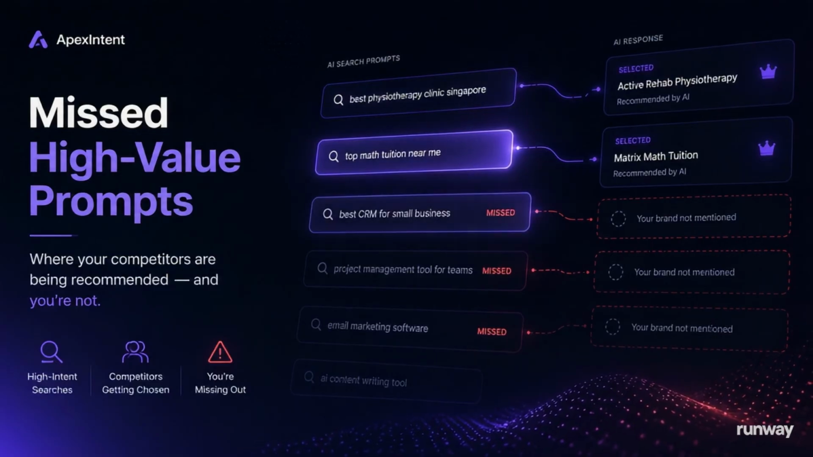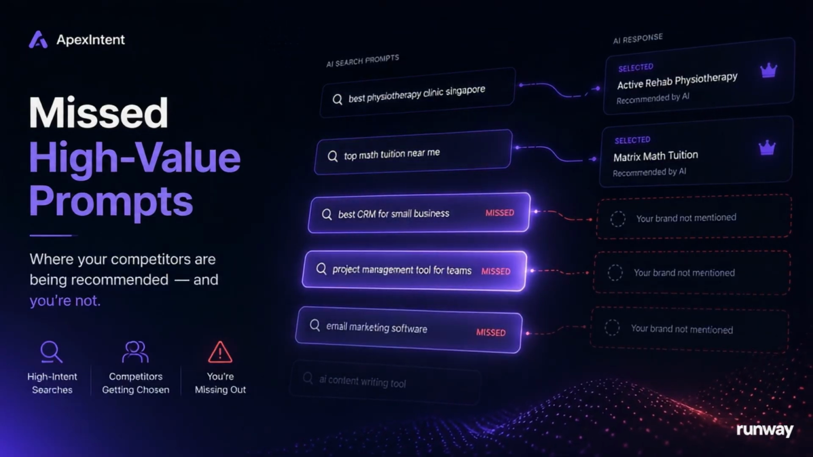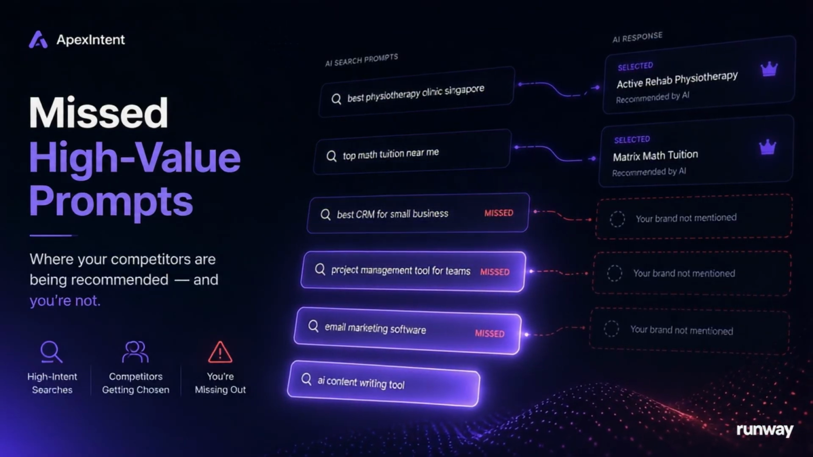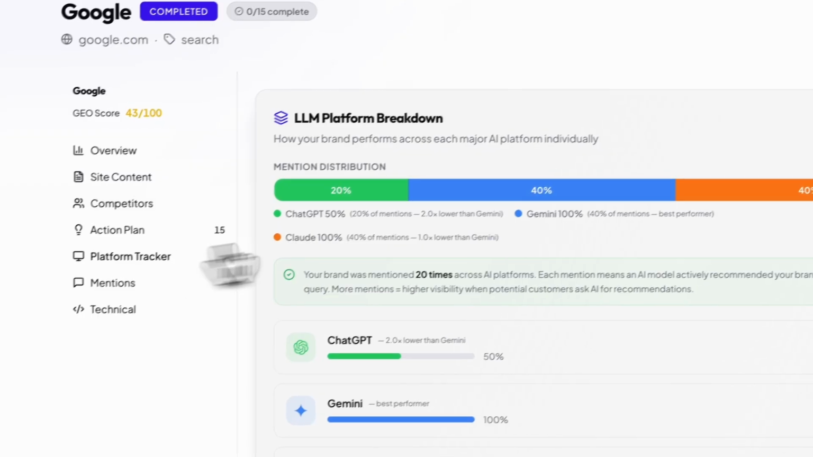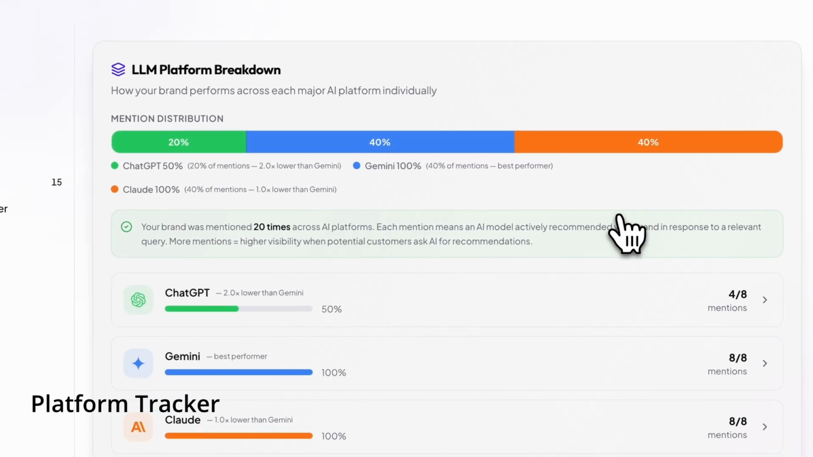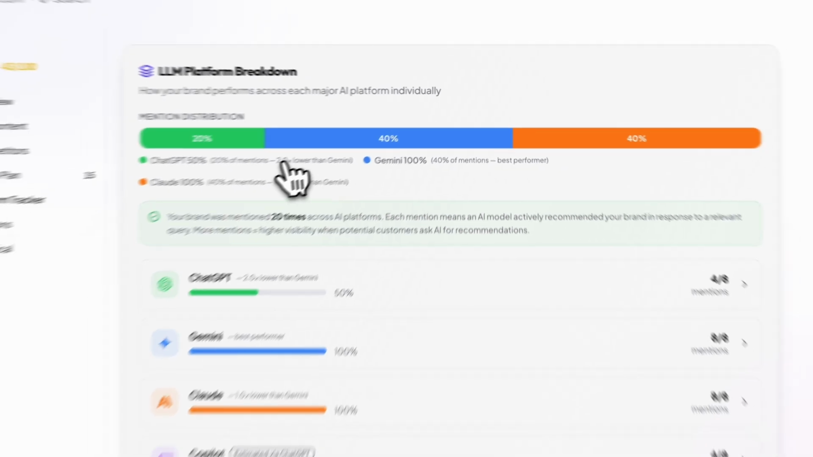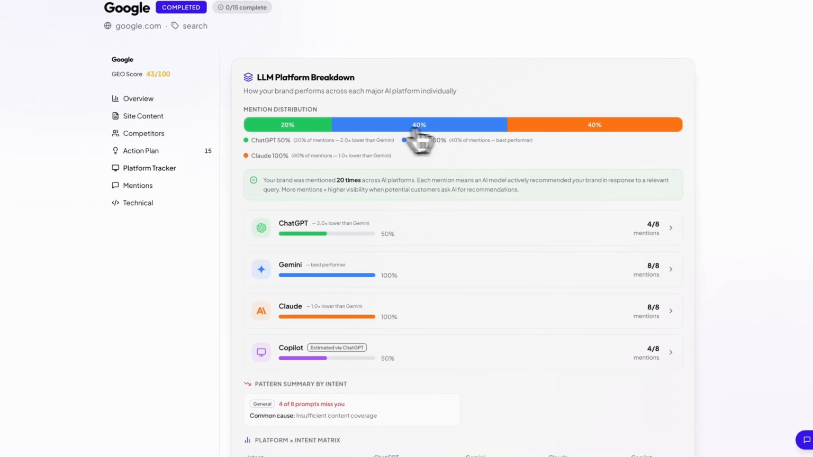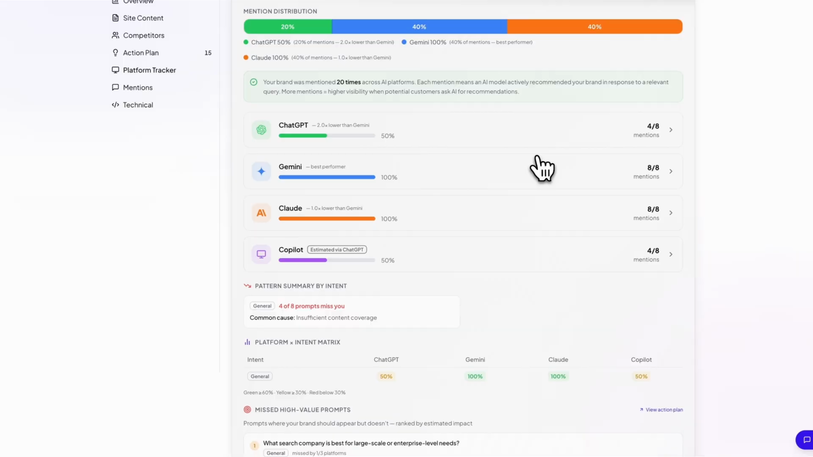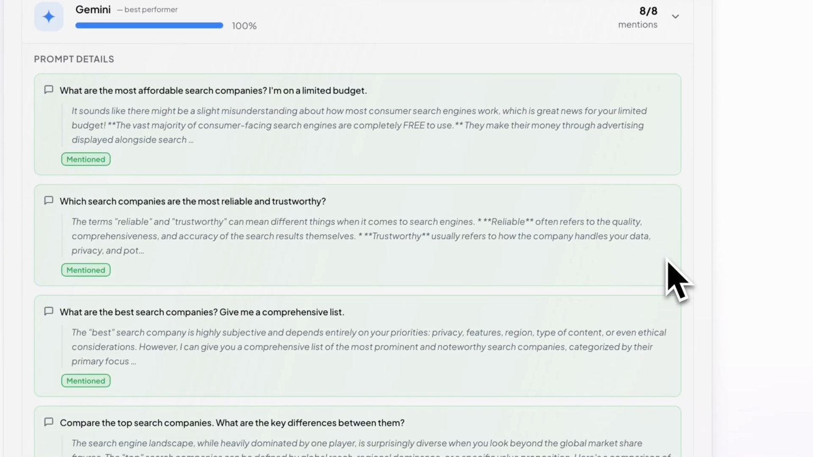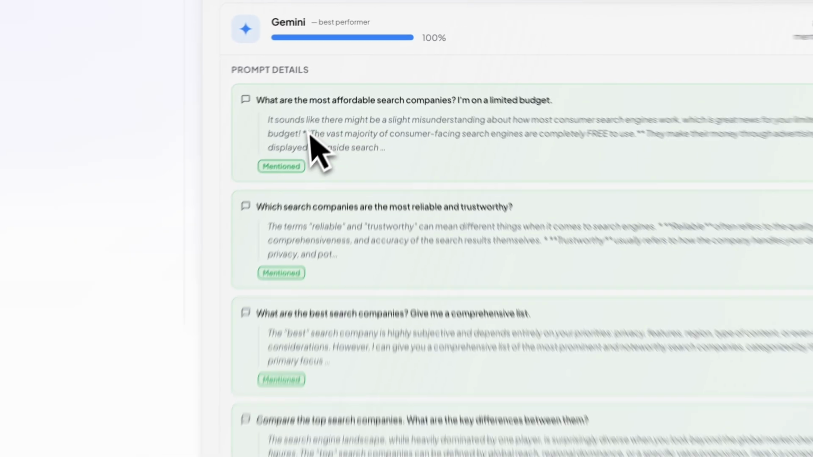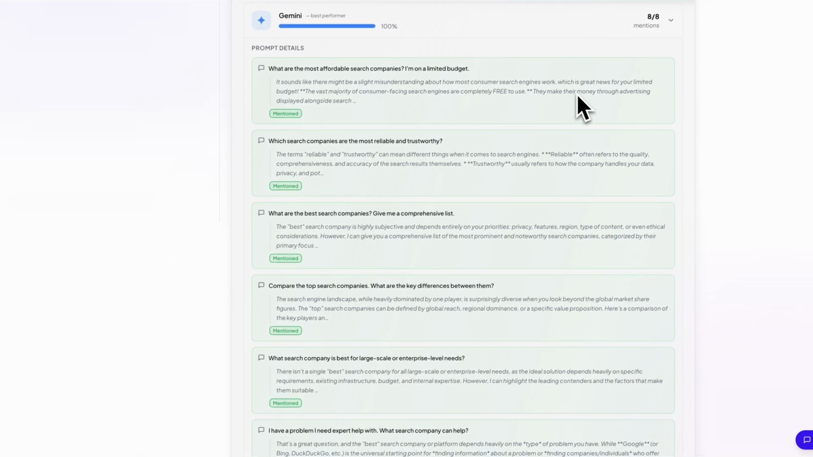Start from the top. These are the highest impact prompts where your competitors are currently being recommended instead of you. Here, you can see high-value prompts where your brand should appear, but doesn't. These are ranked based on impact, so you know exactly where visibility matters most. Start with the top prompts. These represent real discovery opportunities where competitors are currently being recommended instead of you.